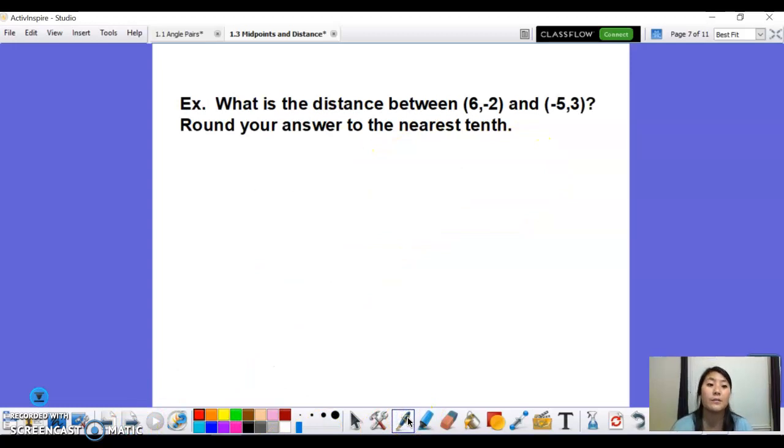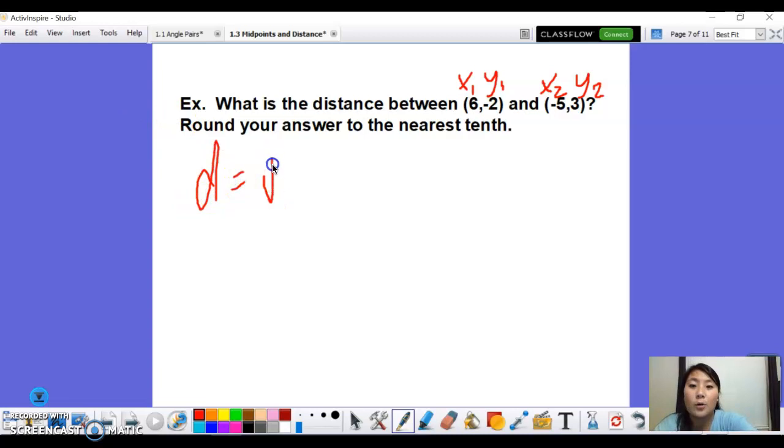All right, so this is going to be the first example that we have. We want to find the distance between (6, -2) and (-5, 3). So just like with my midpoint, I labeled my x1 and y1. I'm going to do the same thing here: x1, y1, and then x2, y2, just so I know which number is which. Like I did with the midpoint formula, I'm also going to write my distance formula again. So my distance formula, a huge square root sign.